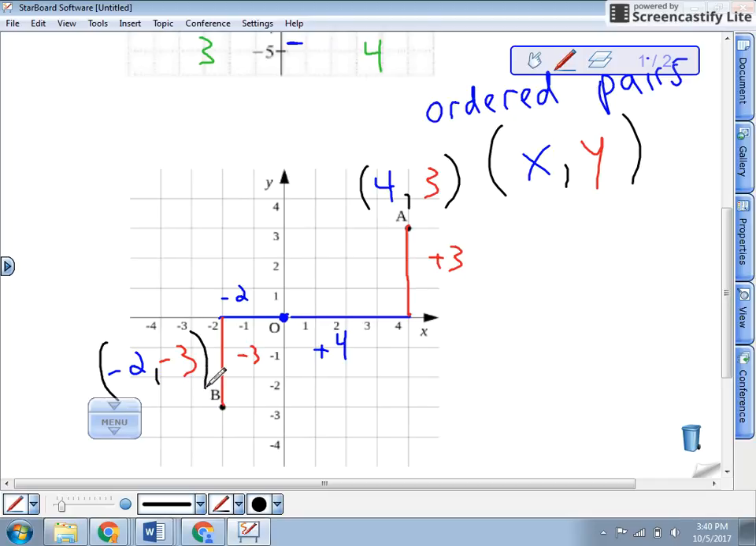Again, X first, then Y. X is positive to the right, negative to the left. Y is positive vertically. Down, it's negative. Always do X first, start at the origin. There's plotting points. Now let's do some more practice with those.